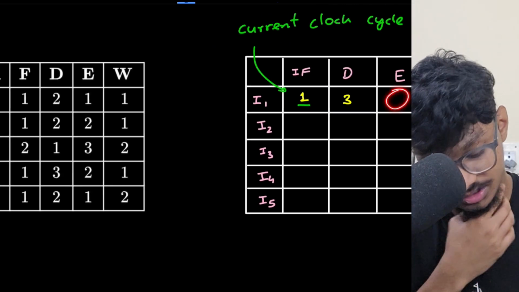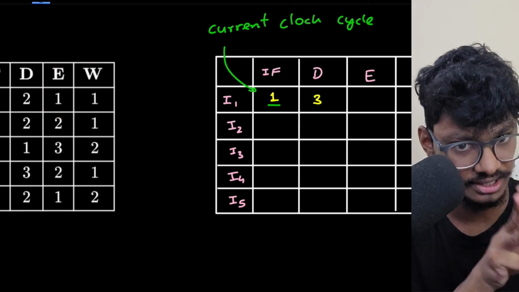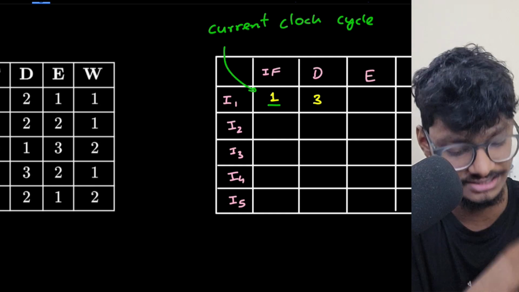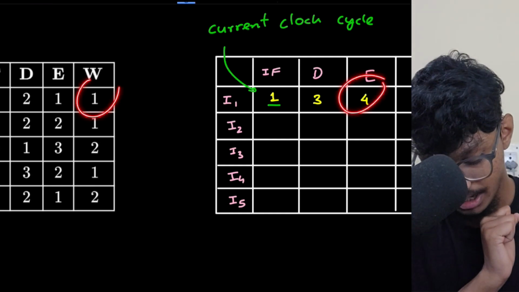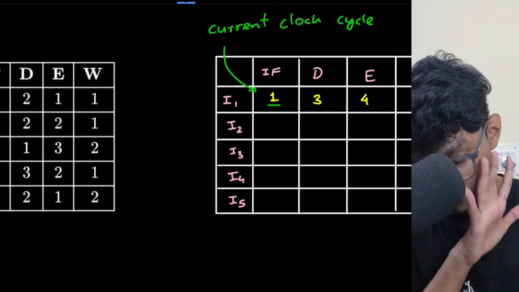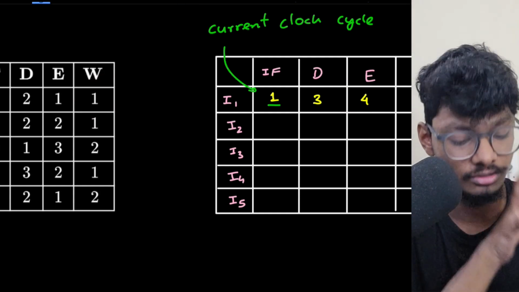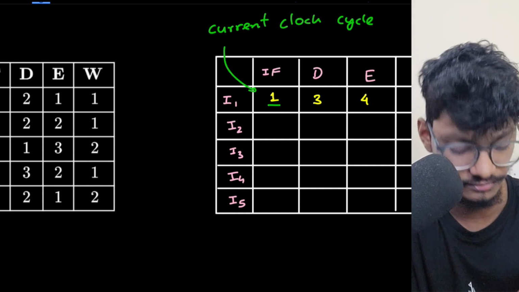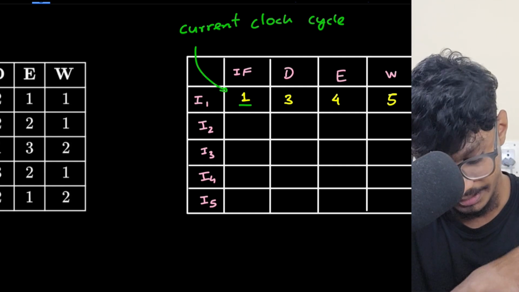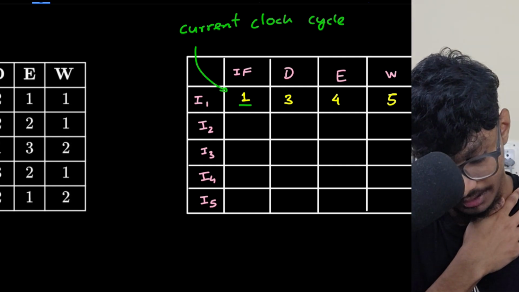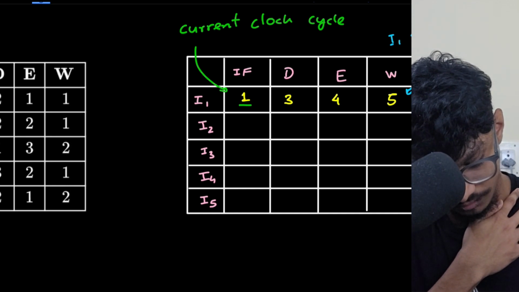Then how many clock cycles will I require to execute? Only 1 clock cycle, right? So I am at the third clock cycle currently. I will require 1 extra clock cycle to execute, so it will be 4, the current clock cycle. After this is done, how many clock cycles will I require to write back? I will require 1 clock cycle to write back. So currently I am at 4, so the current clock cycle number will be 5. So after 5 clock cycles, my first instruction I1 will be processed, basically, will come out of the pipeline.